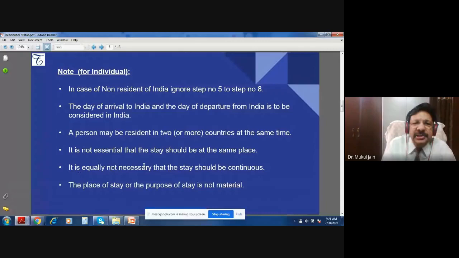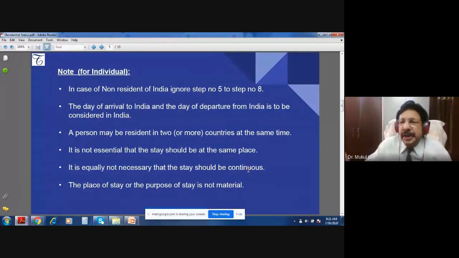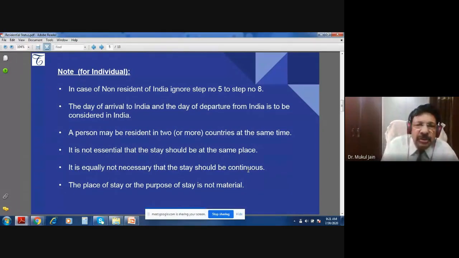It is equally not necessary that the stay should be continuous. You come here in India, say for 15 days, and then you again go back to a foreign country. Again, you come in intermittently, in tranches. That doesn't make a difference. The total days will be counted. It will be mentioned in your passport, in your visa, etc. So all those things can be known. And the place of stay or the purpose of the stay is not material, whether it is for excursion or for business purpose. That is immaterial. That will not make any difference.